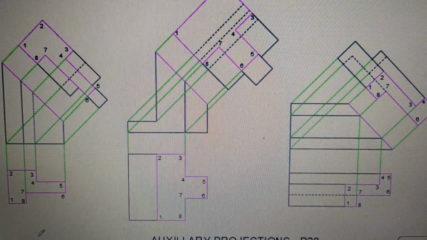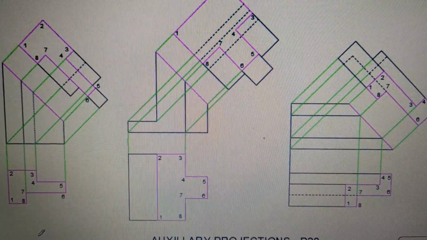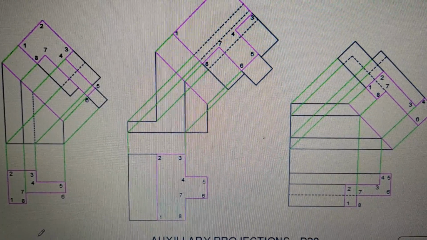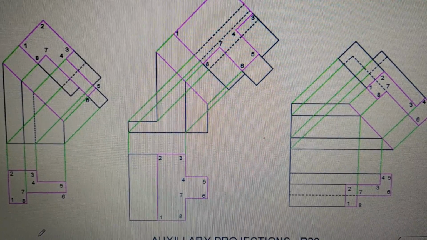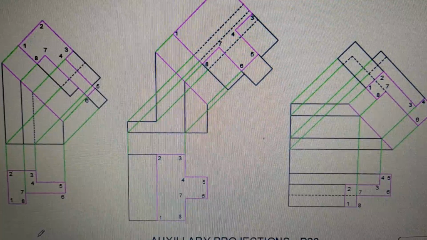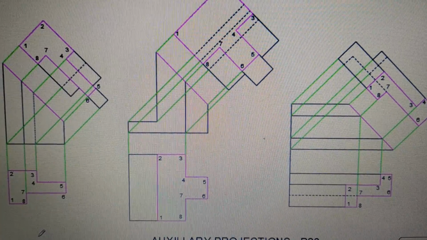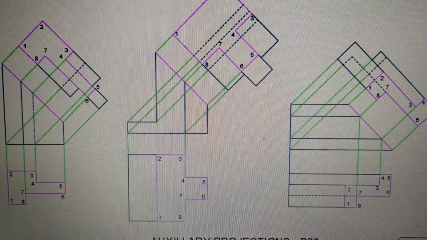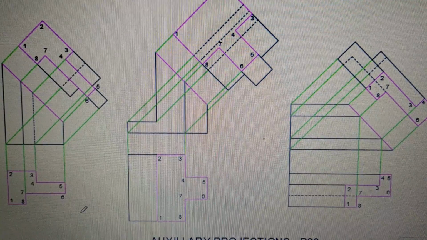Now sometimes the objects have some surfaces which are not parallel to either HP or VP or the side plane. The object is cut at some angle. In that case, we are not in a position to find out the true shape of the inclined surface. For finding the true shape of the inclined surface, we need to view the object in the direction perpendicular to the inclined surface. So today we are practicing such kind of objects.